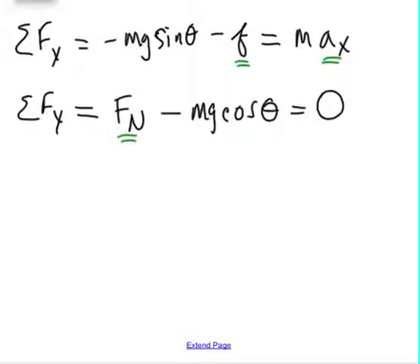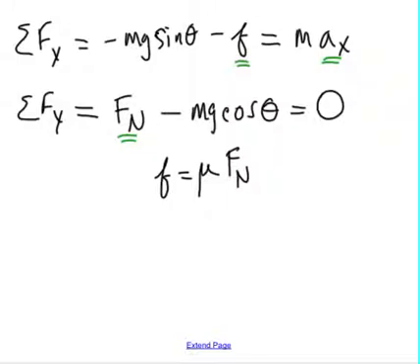But we also have a model for friction that tells me the frictional force is equal to the coefficient of friction times the normal force. That is a third equation. So now I have three equations and three unknowns. The rest is mathematics. So what we're going to need to do is solve these equations.